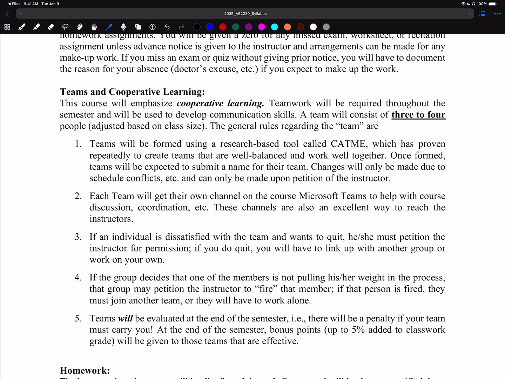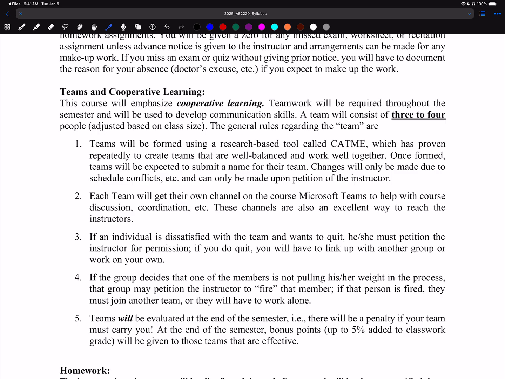Depending on if additional people enroll or if anybody drops the class, that could change. As of right now, this recording, which is on Friday morning, January 3rd, we have enough to have a whole number of teams with 4 members. So we're going to form teams using CATME.